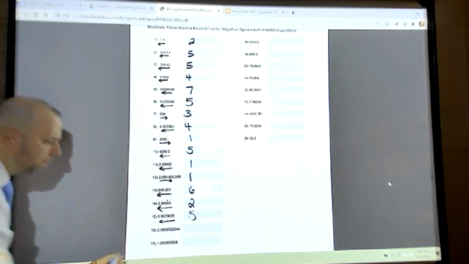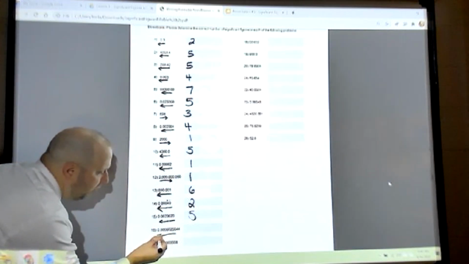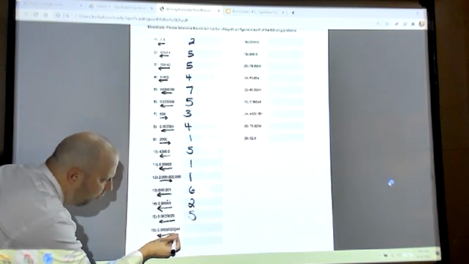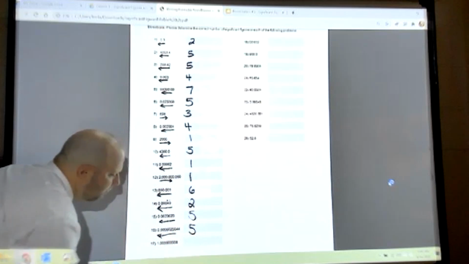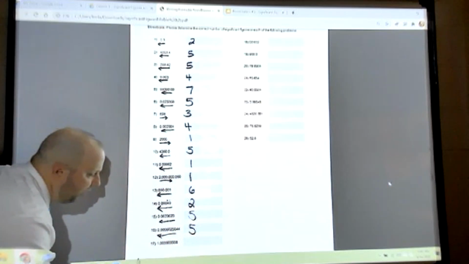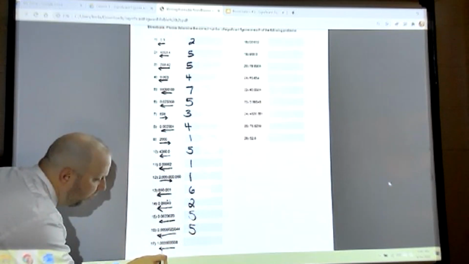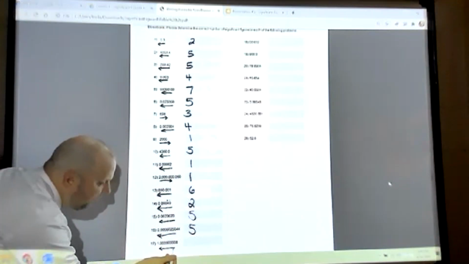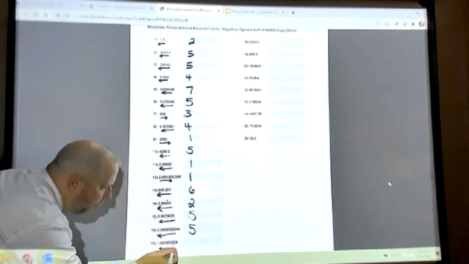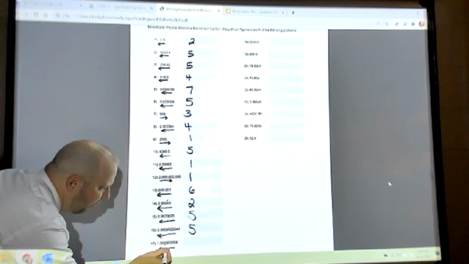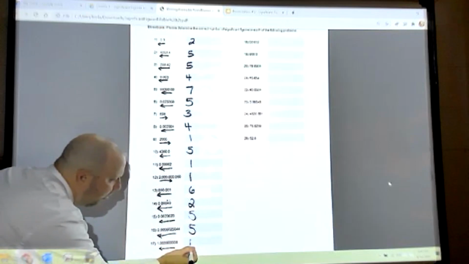Number 16. Again, we have a decimal point, so we're going in this direction. 1, 2, 3, 4, 5. Stop counting after the 2. The next one has a decimal point. We're going in this direction. All of these digits are going to be counted. So 1, 2, 3, 4, 5, 6, 7, 8, 9, 10.